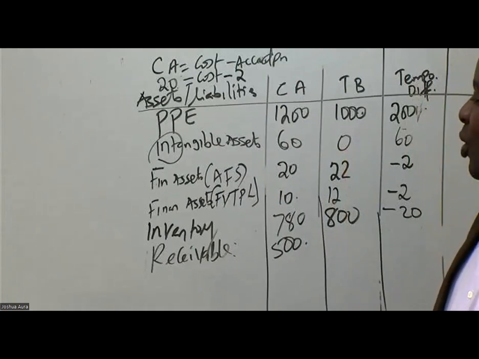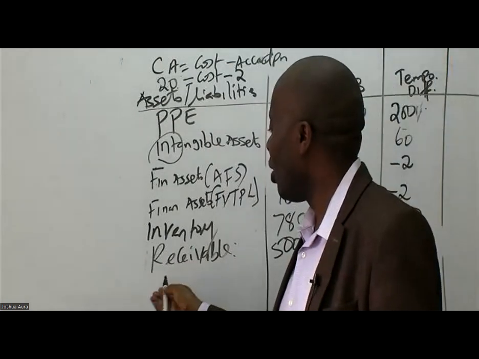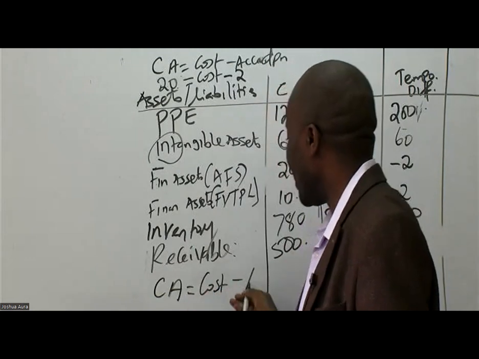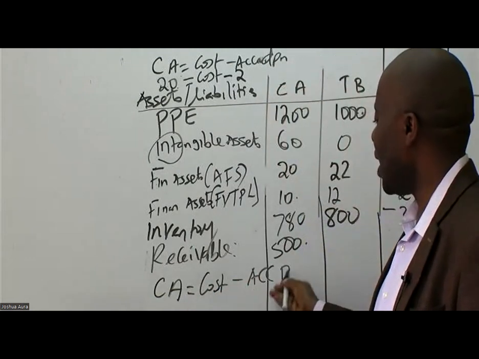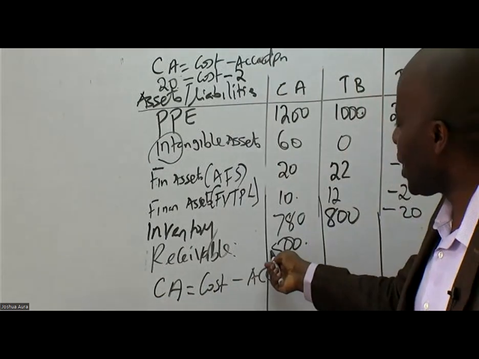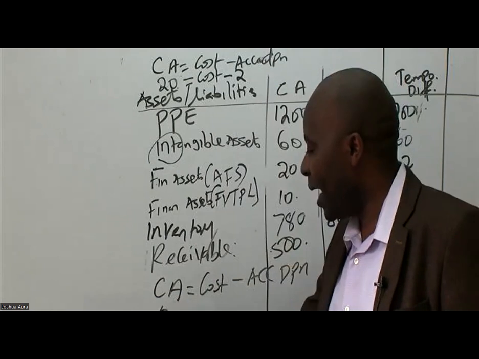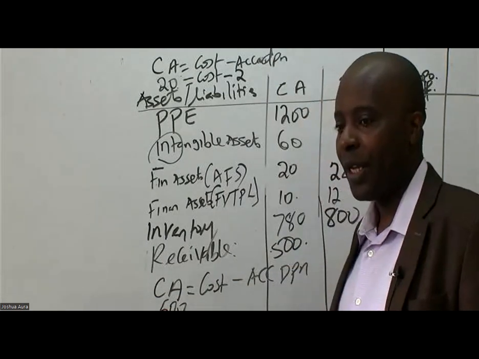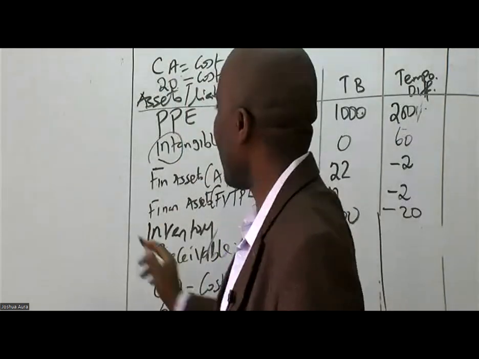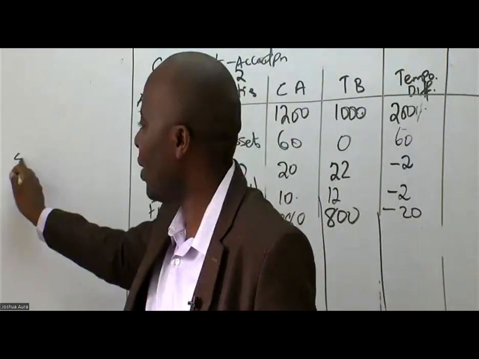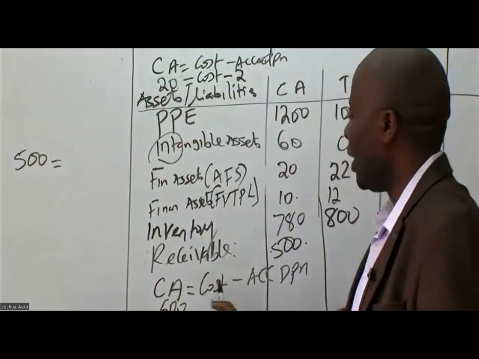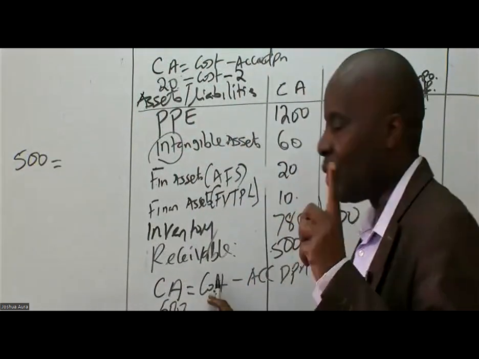I know the formula for getting the carrying amount: it is the cost minus any accumulated depreciation. That is the general one. So the carrying amount given for receivables is 500. The carrying amount here is 500, which will be equal to the cost. We do not know the cost.